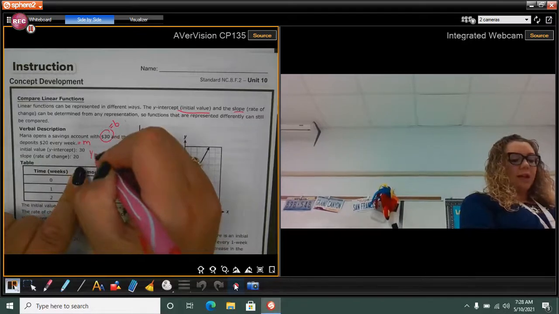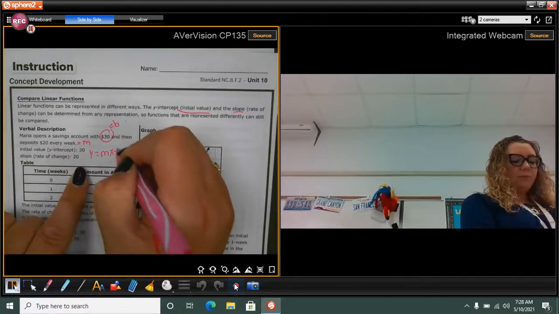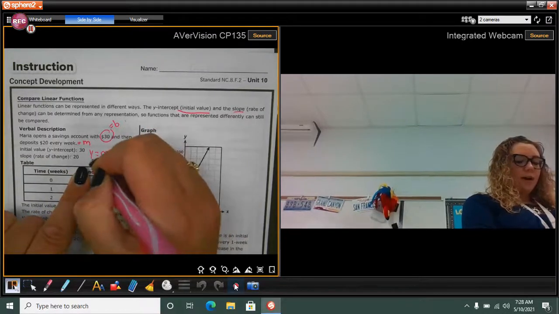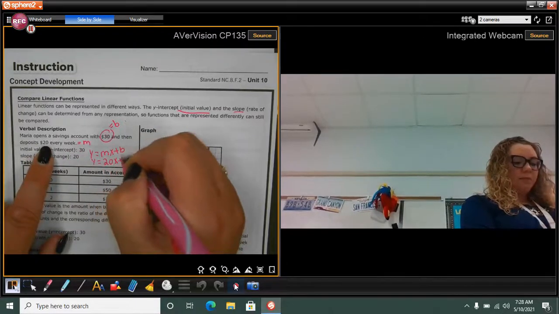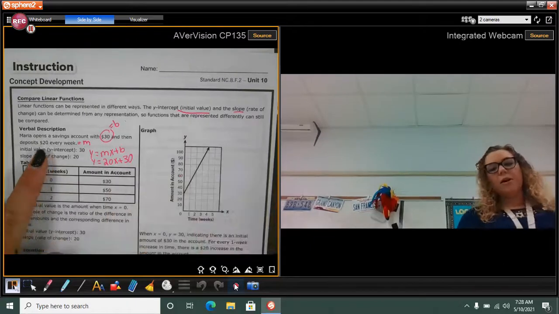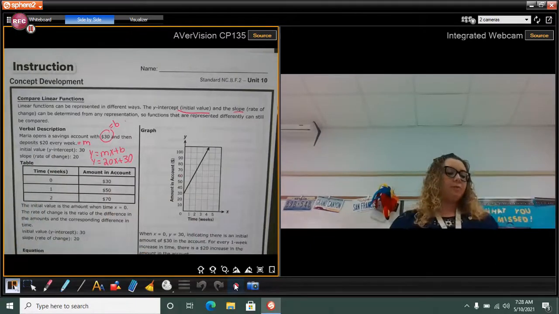And if I put that into y equals mx plus b, the equation of that would be y equals my m, which is 20x, plus my b, which is 30. And that's how you would write the equation.